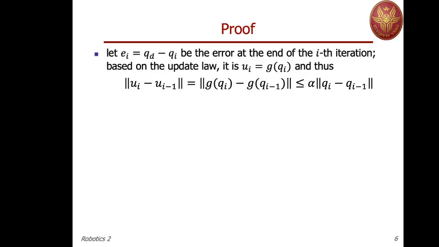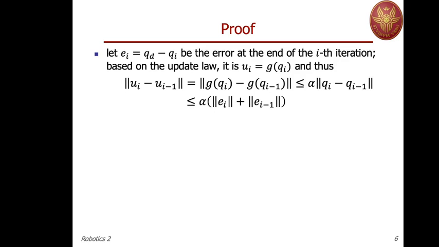And now we update our feed-forward term, and we know that at the end of each iteration this update will be equal to the gravity acting at that final configuration Qi. So if we take the difference between two updates, Ui minus Ui-1, this will be the difference between the gravity at the configuration Qi and at the previous configuration at the end of the previous iteration, Qi-1. And by the bound that we know on the gradient of the gravity vector, this will be less or equal than alpha times the norm of the difference between these two configurations.